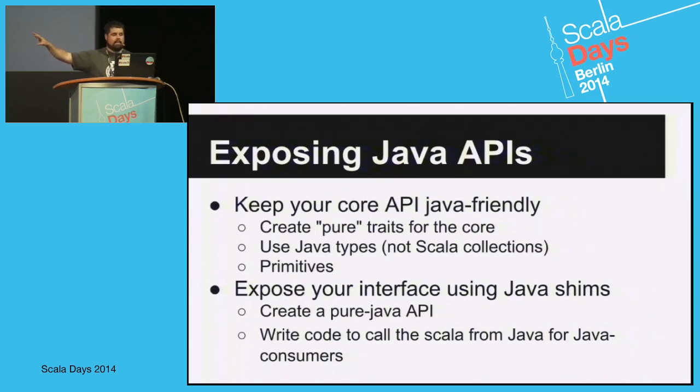What I really recommend is just create a pure Java API over here. Okay? Create pure Java interfaces, create a Java class with static members that calls into your Scala code for the Java users, because they're not going to want to see $ signs all over the place. They don't want to see $ module. They don't want to see the Scala function interface. They want to see something that looks familiar to Java.